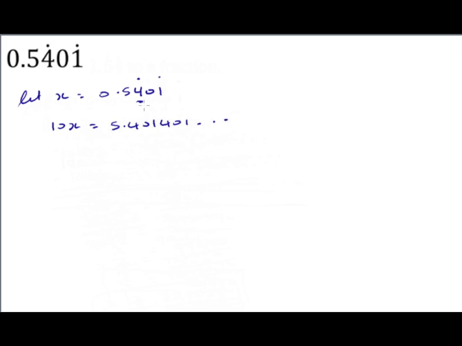Good. So now that we have the decimal point in front of the first reoccurring digit, we need the decimal point immediately after the last recurring digit, which in this case would be the 1. So we need the decimal point to be after the 1 right here. Now to get that, we're going to take the original equation and we're going to times it by 10,000. So let's go ahead and do that. So 10,000x is equal to 5401. And as you know, the 401 is recurring.